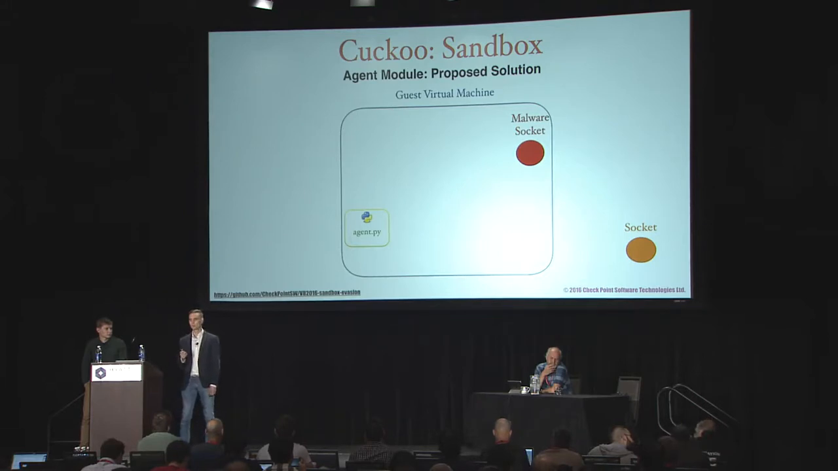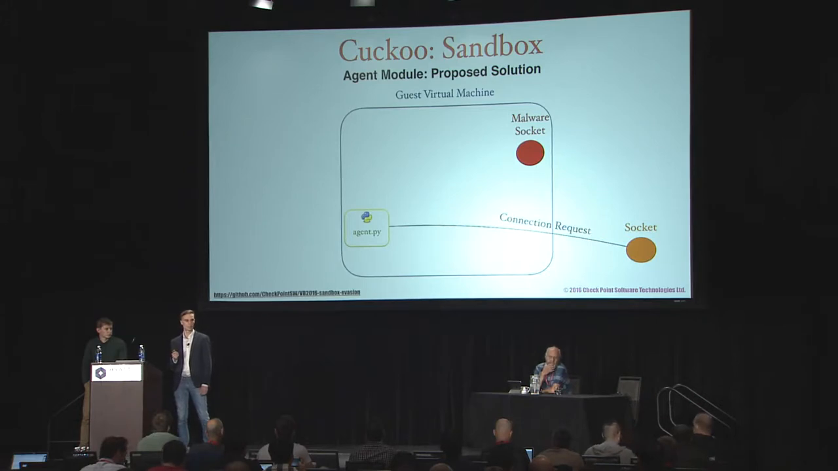Our proposed solution is presented on the current slide. If the connection request is coming from the external interface, then we simply accept it. And if it comes from the internal interface, then we reject it.